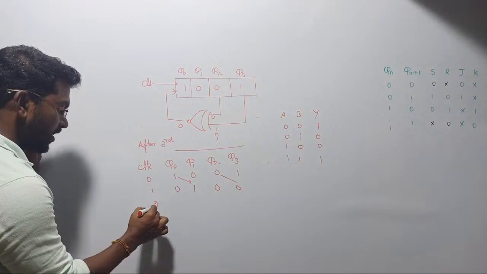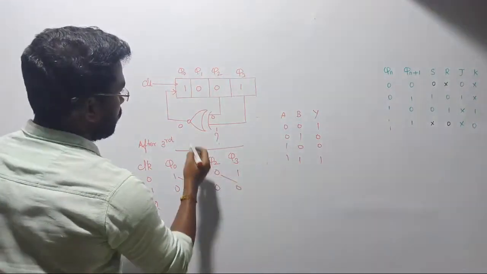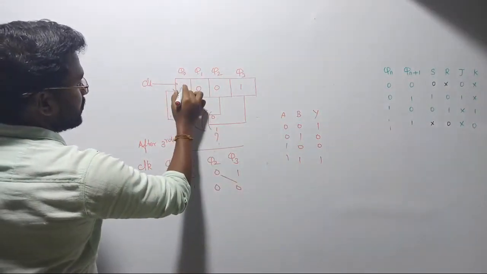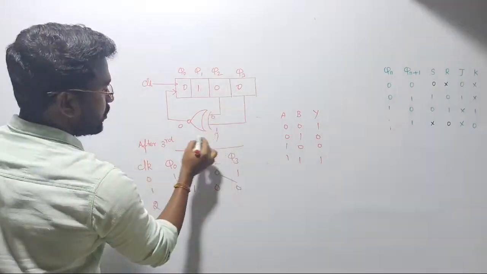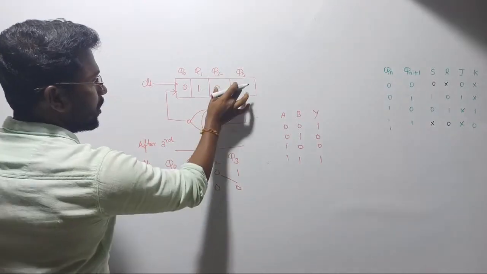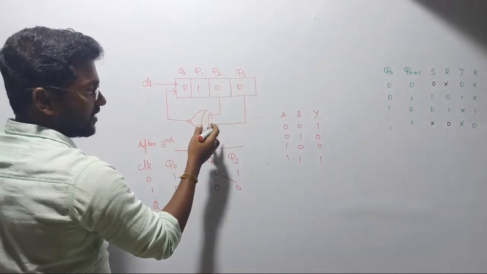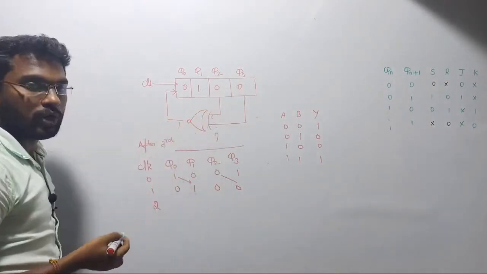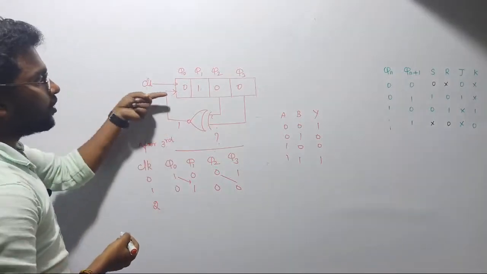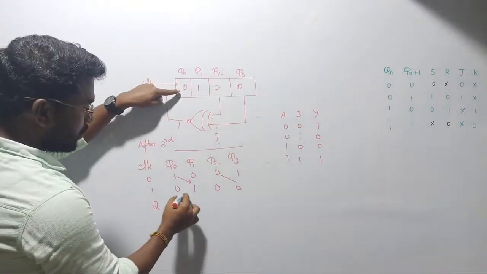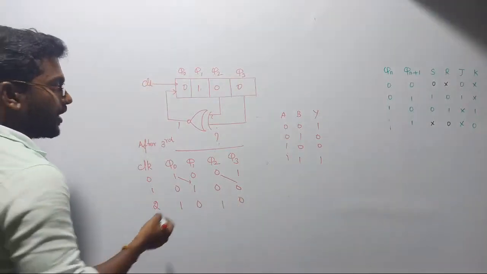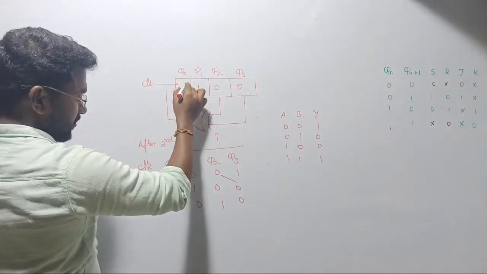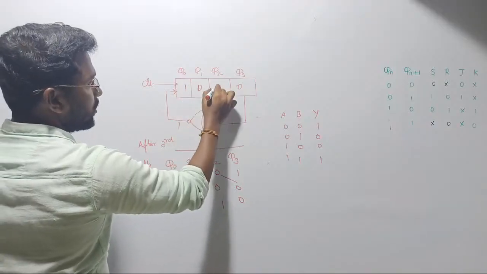Now let us apply the second clock pulse. Now the new data is 0, 1, 0, 0. The XNOR inputs are 0, 0. For XNOR, the 0, 0 application will produce 1. Now while applying the second clock pulse, 1 will be injected such that here it will be 1. This 0 will go here. This 1 will come here. This 0 will come here. Right? Again, the new data is 1, 0, 1, 0.